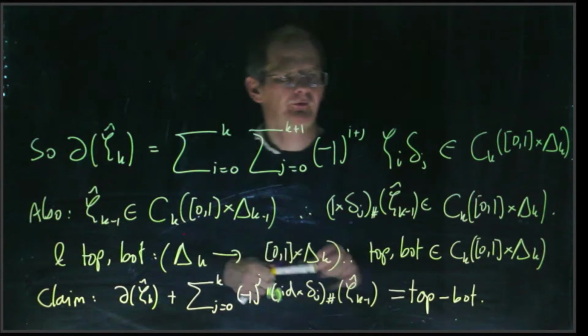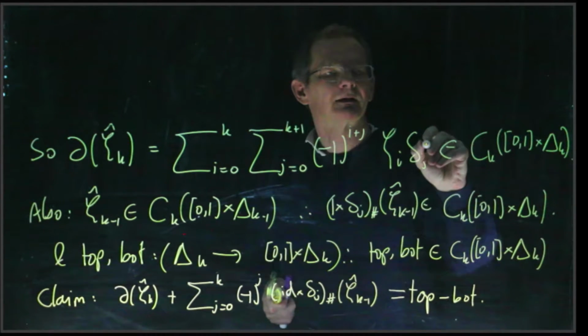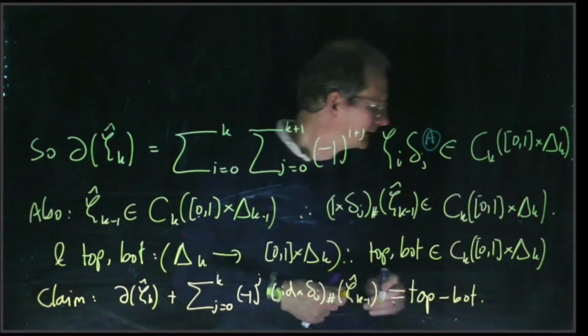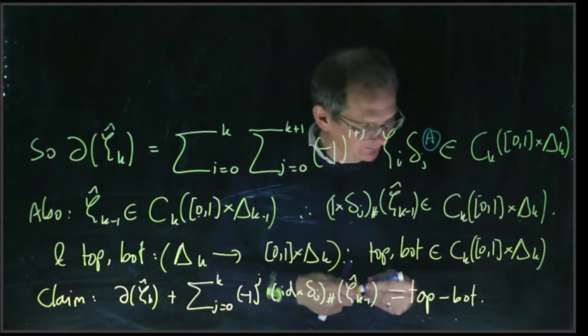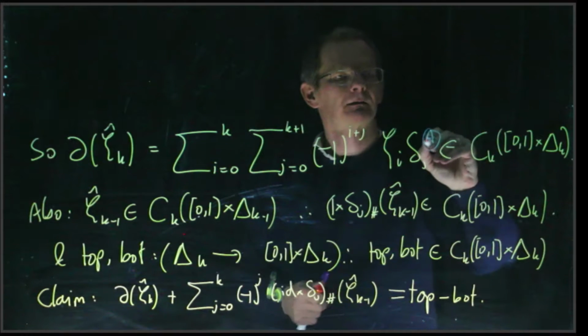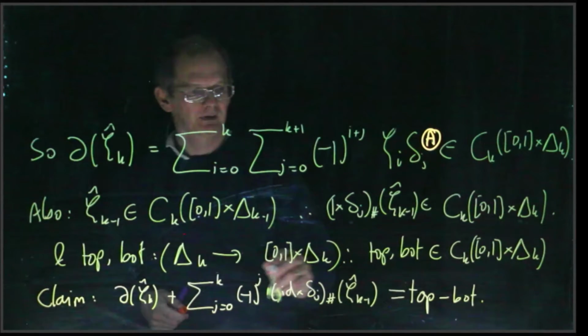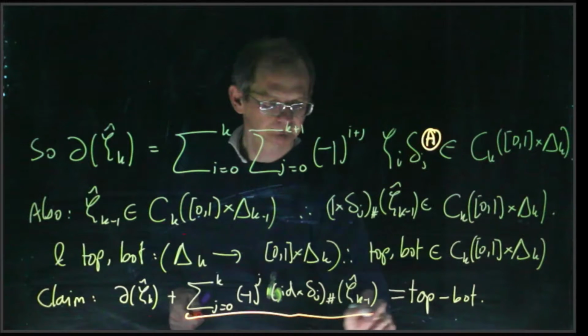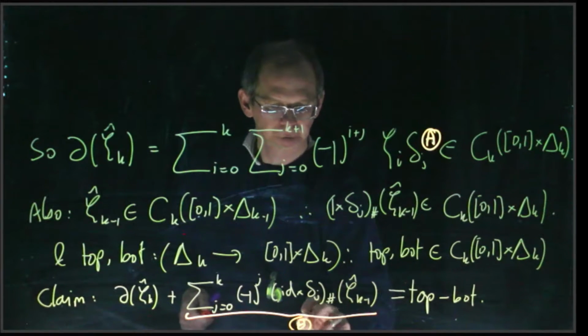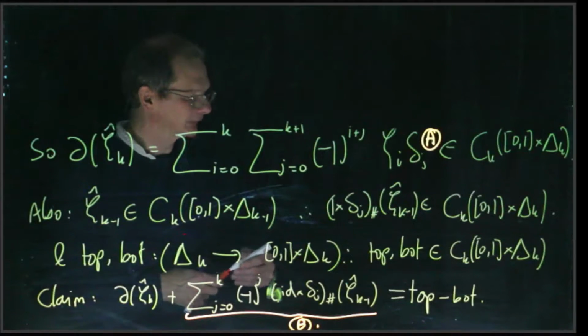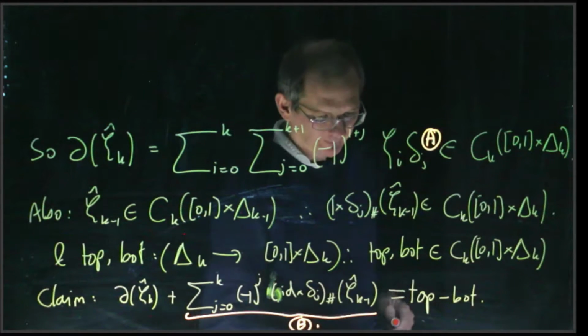Okay, so we've got this sum here. Let's call this one A. And this thing here, let's call this B. Okay, so what can we say about this?